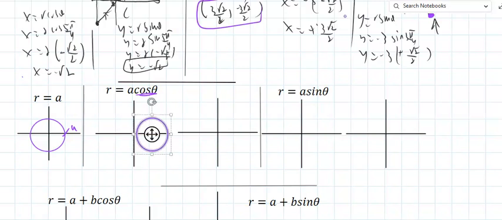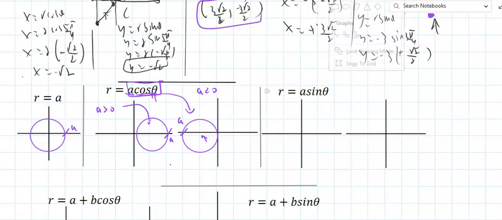Either one of those or one of those, where the diameter is A. Now, if A is positive, then this is a circle with a diameter of A wrapped around the positive x-axis because cosine is the x. And if A is negative, negative 3 cosine of theta, that means this circle is wrapped around the negative x-axis.